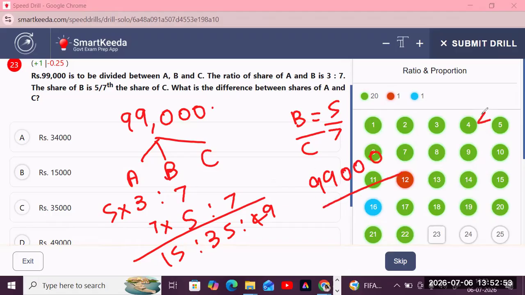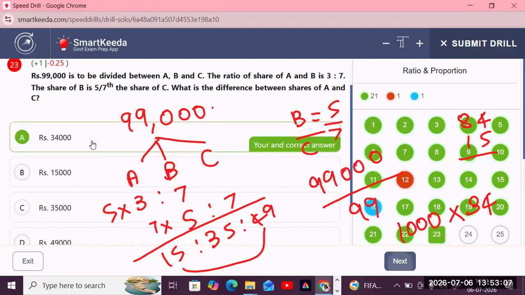So ये हो जाएगा 41, 84, 50, 99. So 1000 multiplied by difference between A and C is 34. 34,000 is the difference between them.